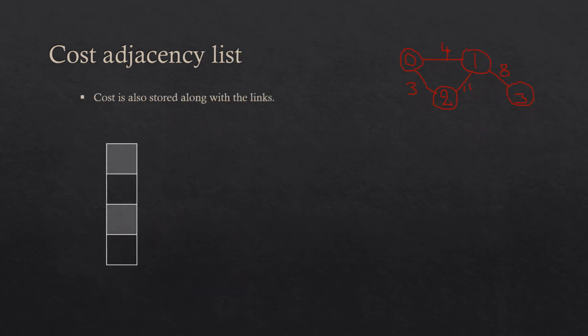Also, there is a representation called cost adjacency list. In this list, the cost is also stored along with the links, that is two values. It is not much used normally, but it also depends on your problem definition. So in this example, this is an undirected graph, and over here we'll create one pointer array.